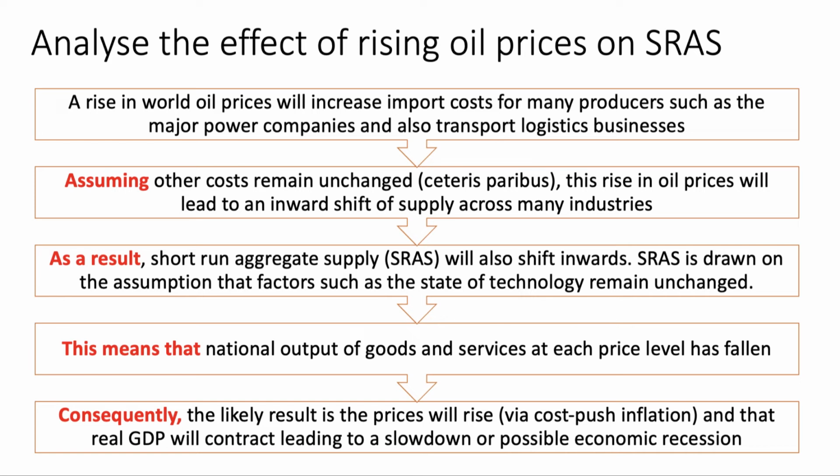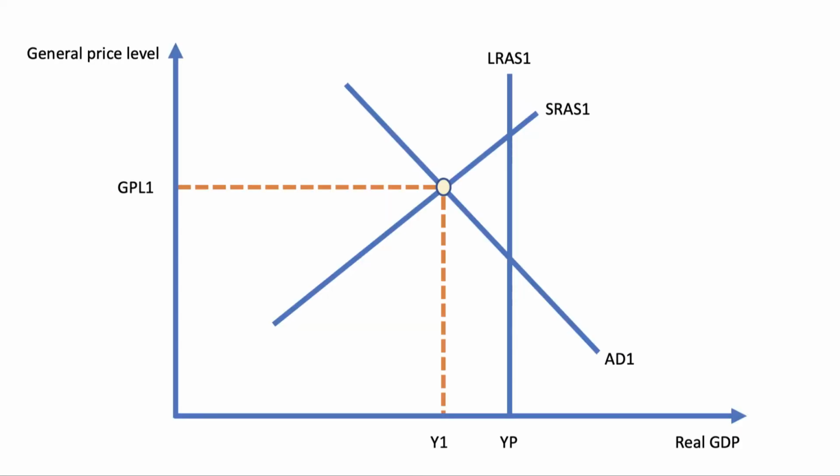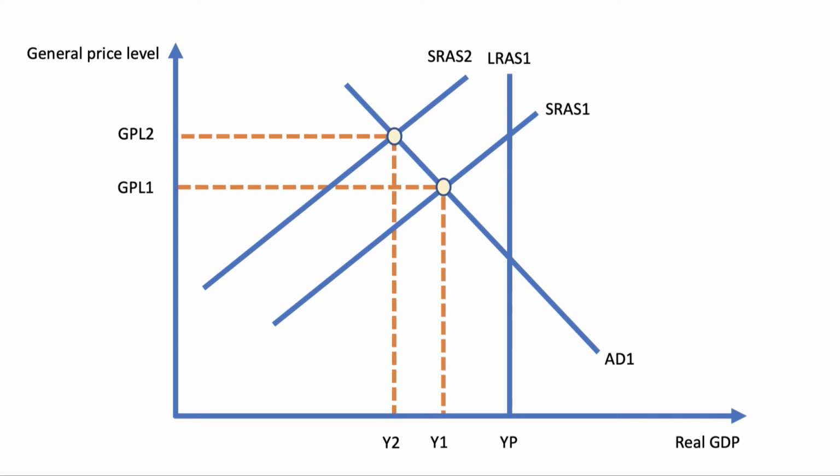Consequently, the likely result is that prices will rise. That's called cost-push inflation, and real GDP will contract, leading to a slowdown or possible economic recession, particularly if it's an oil importer. And you could build a diagram to support the analysis. Don't forget, oftentimes diagrams help support the analysis. An inward shift of aggregate supply here from SRAS1 to SRAS2 could lead to an increase in the general price level and a contraction of real GDP.